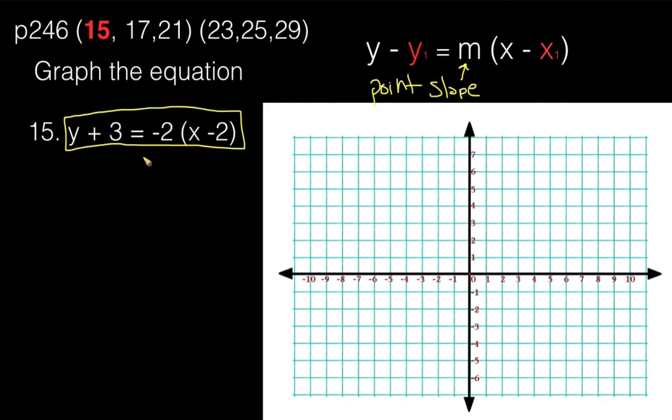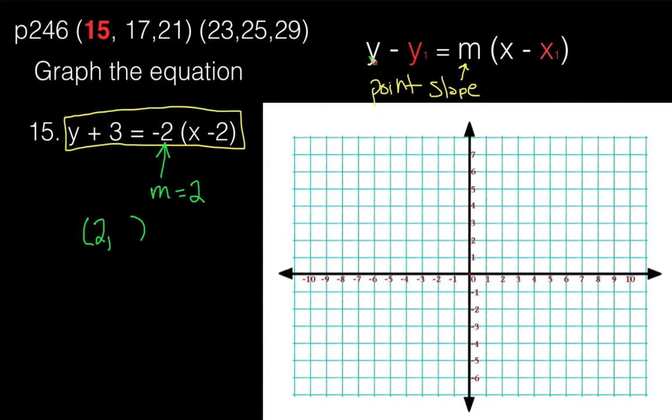As I look at this equation here, I'm going to change colors. I look at my m position, and I'm already given my slope. So there's my slope. That's the first thing that I need for my equation, but that's not the only thing. I need one point, right? As I look at my x1, my equation is x minus 2, so that means my x, my point, is 2, my x coordinate.